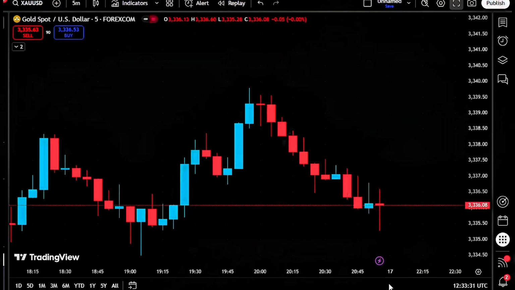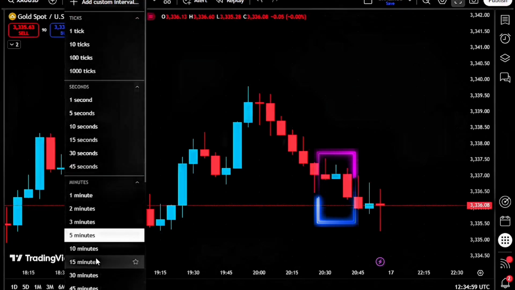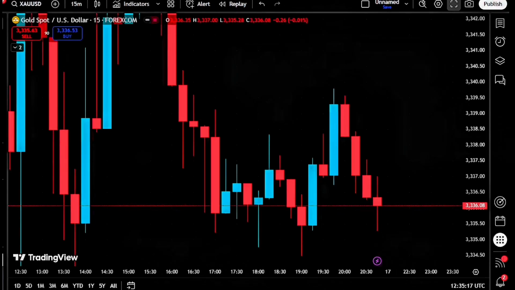Now let's try this out directly on the live chart. We are currently looking at the 5-minute time frame. And right here you can spot 3 candles forming side by side. Now let's switch over to the 15-minute time frame and compare. Notice how the single 15-minute candle that appears is identical to the one we just created by merging those 3 5-minute candles. That's exactly how higher time frame candles are built step by step from multiple smaller candles.